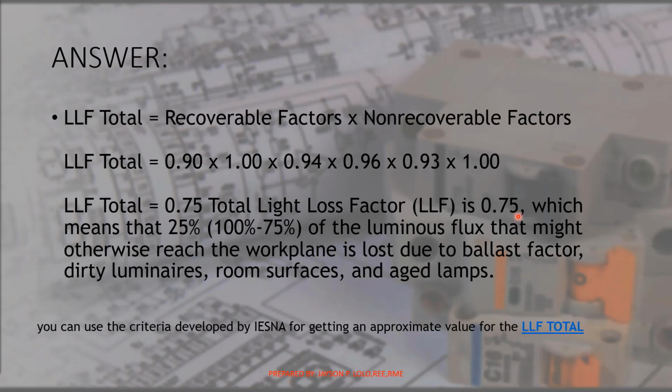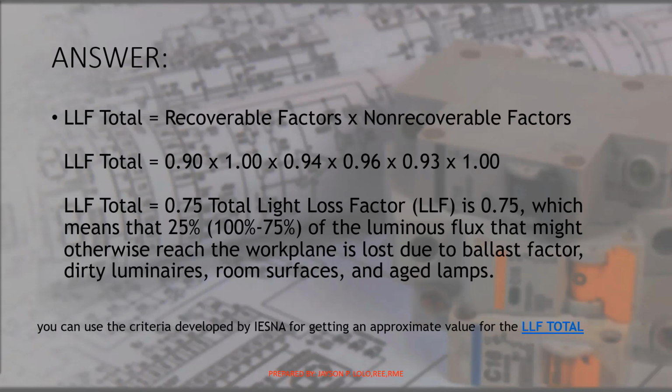Earlier, we had an explanation of coefficient of utilization. Now we will have an explanation about the LLF. It means that 25% of the luminous flux that might otherwise reach the work plane is lost due to the ballast factor, dirty luminaires, room surfaces, and lamps. So meaning, 75% is what reaches the work plane, then 25% is wasted or lost. You can use the criteria developed by the IESNA for getting the approximate value for the LLF total.